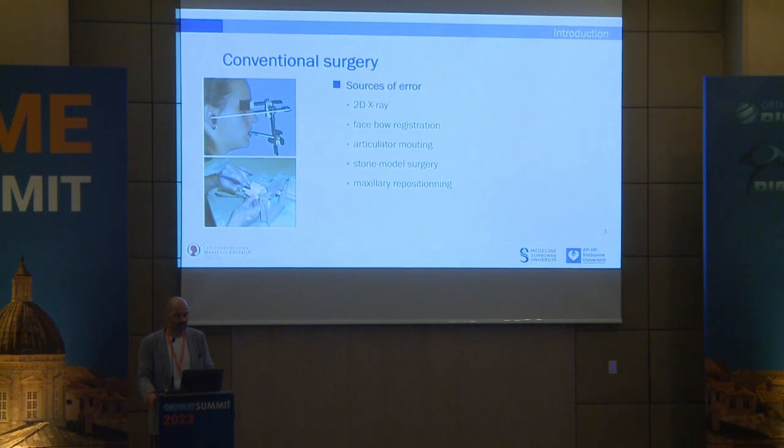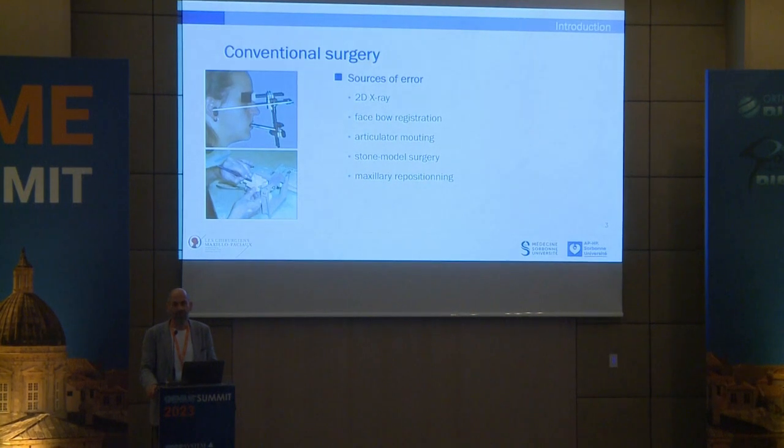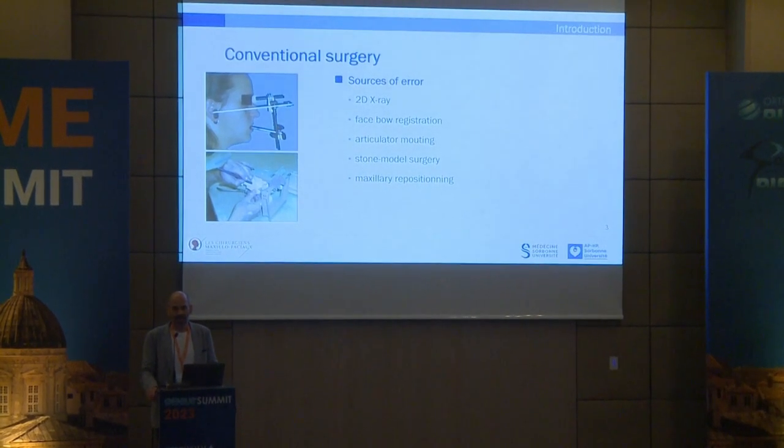When we talk about orthognathic surgery, we are used to planning and simulating those cases. We also manufacture guides. This is what we call the gold standard. So what we do is use a facebow to register the patient's anatomy, then we do a mounting in the articulator, then we have a stone model for surgery, and that way we have a very rigorous, very stringent planning to plan a very good surgery.